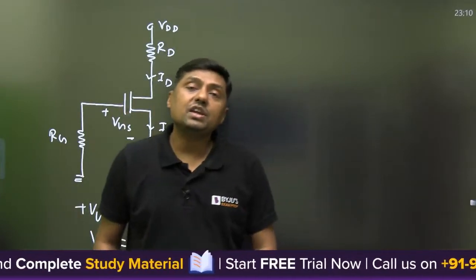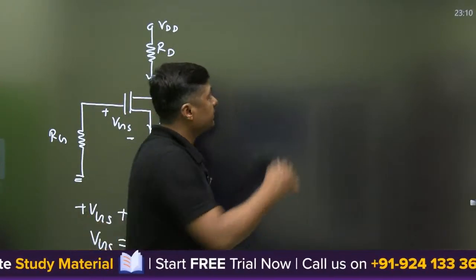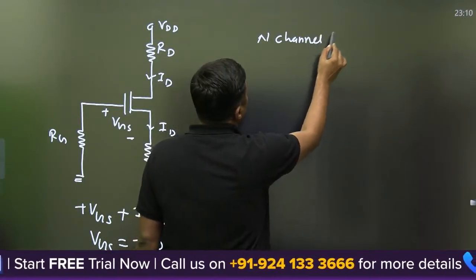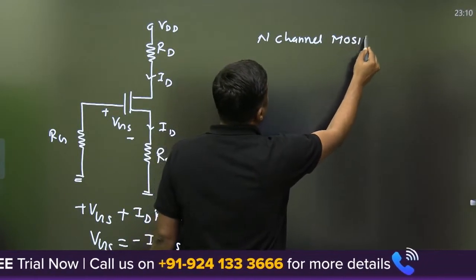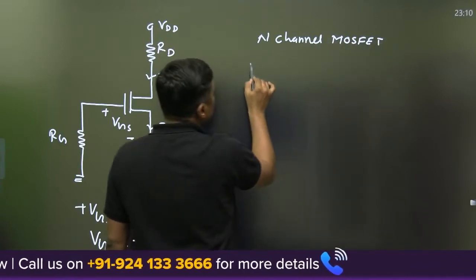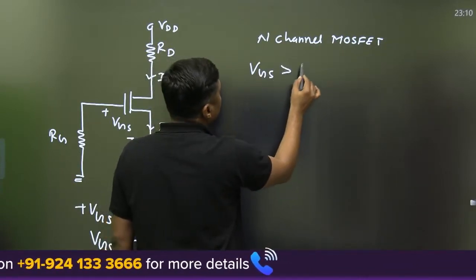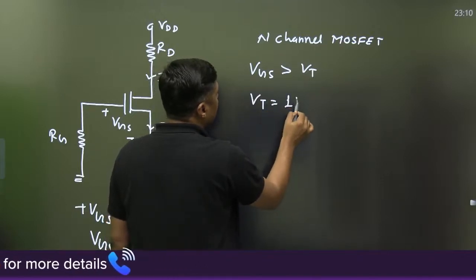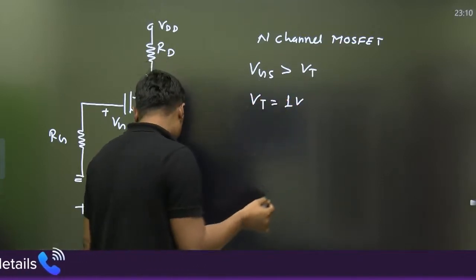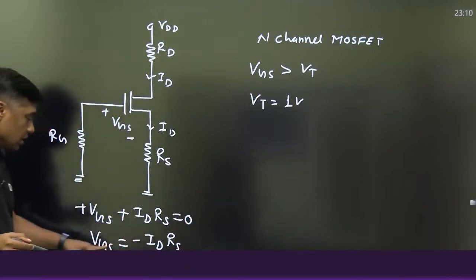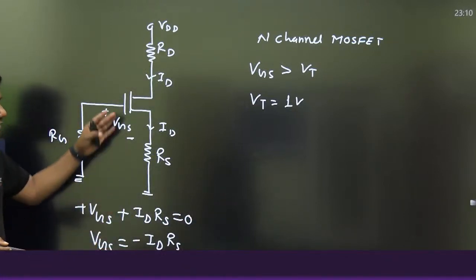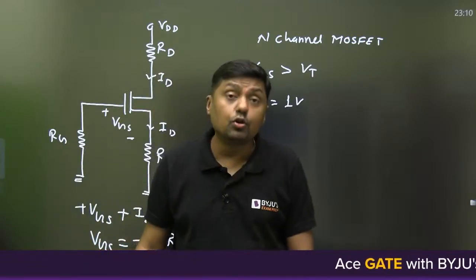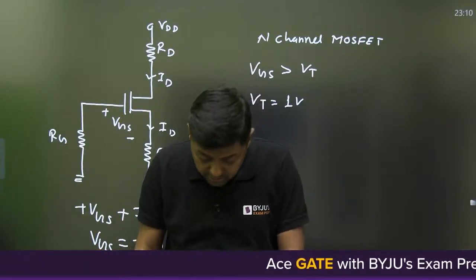Remember, in case of an N-channel MOSFET, VGS should be greater than VT. What is the VT? 1 volt. It should be positive, and here we are getting a negative value. If VGS is negative, it means the transistor is in cutoff. The circuit will not work, guys. So that is the case.